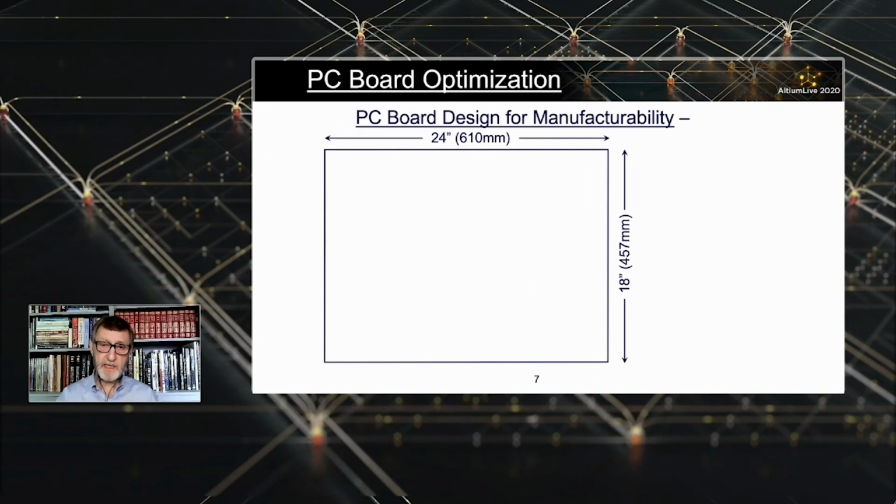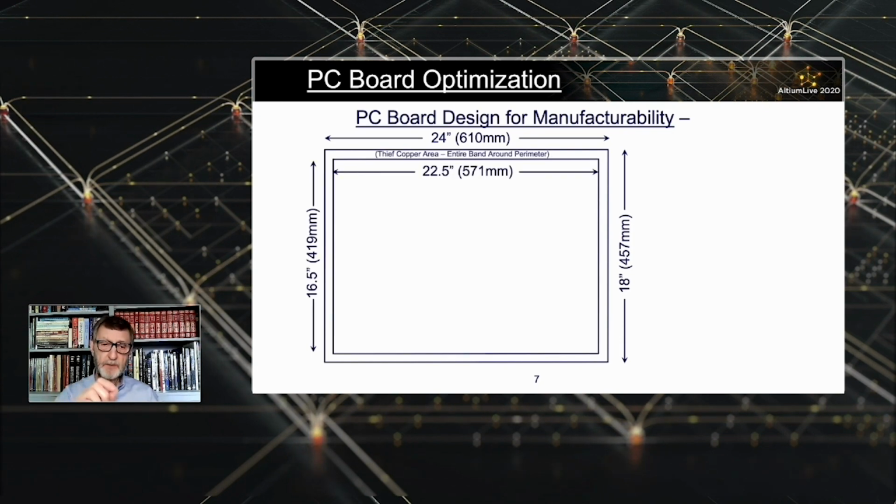Most of all, there has to be a thief area around the edge. I checked with the fabricators that Goodrich was using at that time, and I found out that all of them required a 3/4 of an inch band all the way around. That meant they were going to lose 1.5 inches off of the 24-inch side and 1.5 inches off of the 18-inch side. So the usable area that was left was 16.5 by 22.5, and the circuit boards all had to fit into that area.